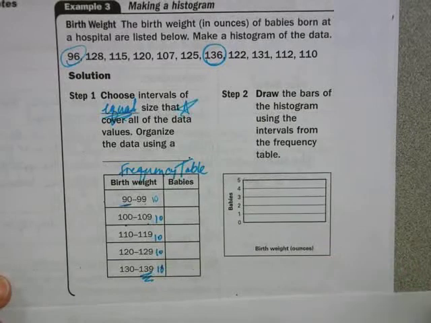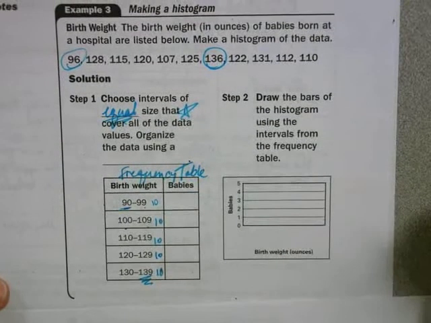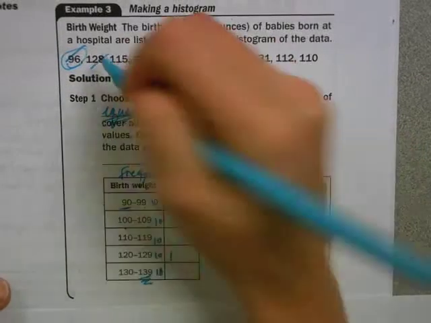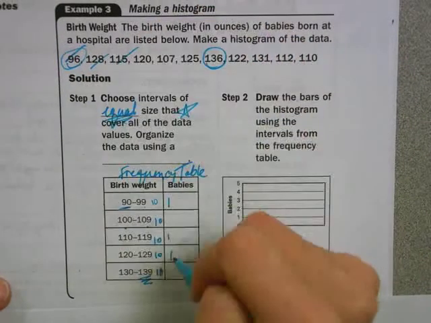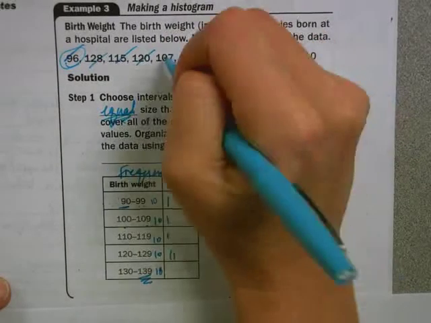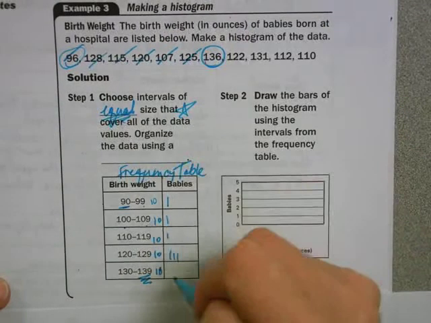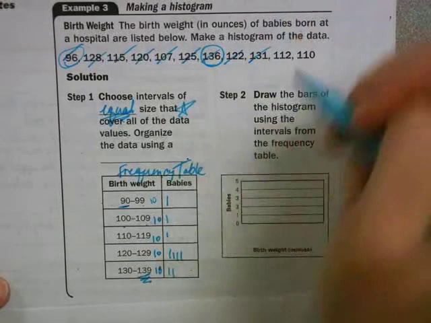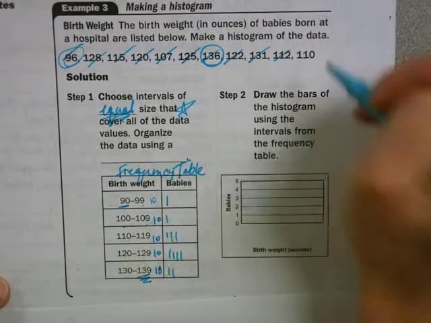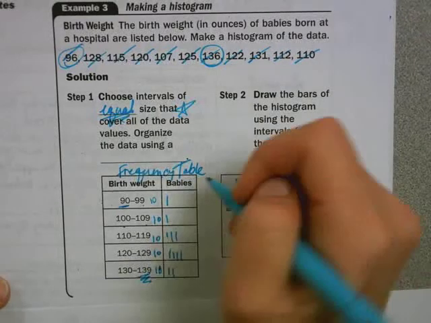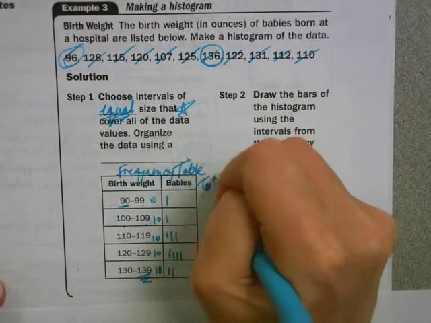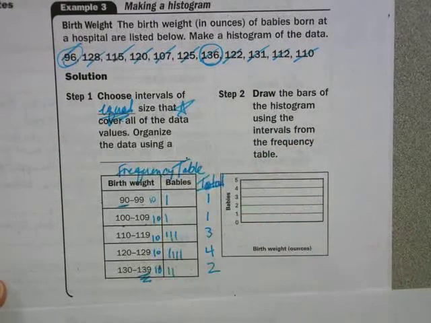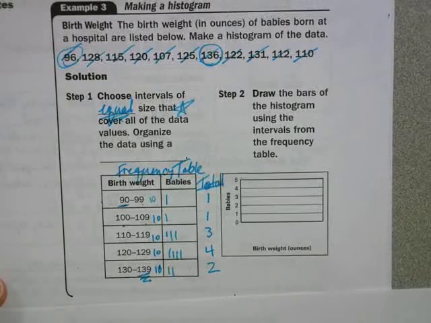Once you've done that, you're going to make a tally mark next to that in that column. So 96 would be in the 90s, 128, 115, 120, 107, 125, 136. Finishing this up. Okay, so a lot of times there'll be a total column. I'm going to add a total column here, and we would have 1, 1, 3, 4, 2 in my total column. So that's a frequency table.